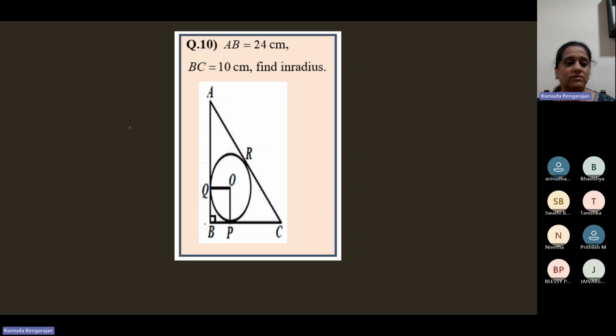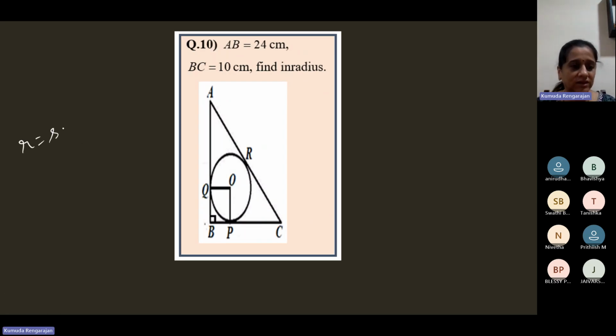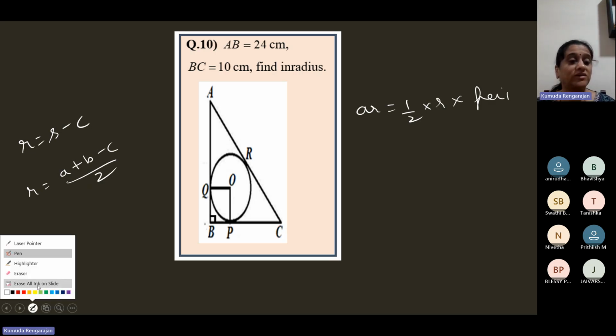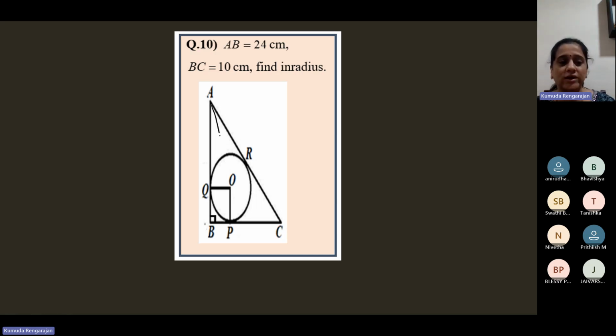If you want to use this formula, R is equal to S minus C, derive it and use it. If you want to use R is equal to A plus B minus C by 2, derive this and use it. If you want to use area is equal to half into inradius into perimeter, please derive this and use this. If you don't want to derive anything and want to do it directly, then this is the method. Join OA, join OB, join OC.